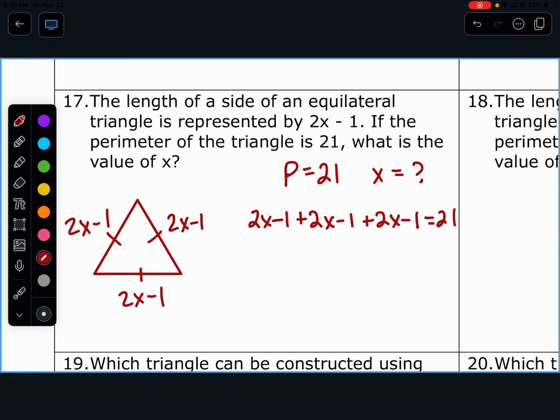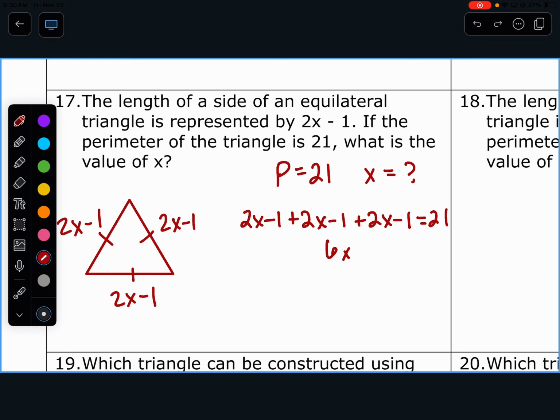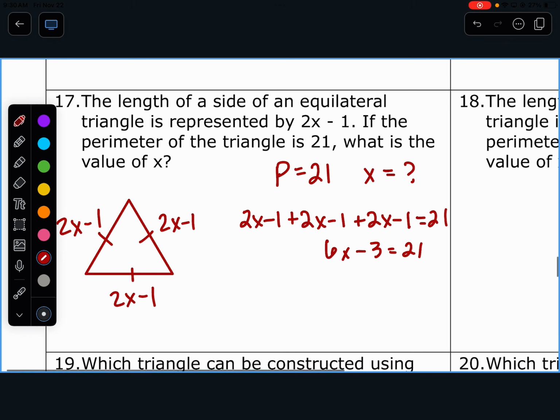All right, so that'll be 6x minus 3 equals 21. If we add 3 to both sides, that'll be 6x equals 24. And if we divide both sides by 6, we get x equals 4. Go ahead and try number 18.